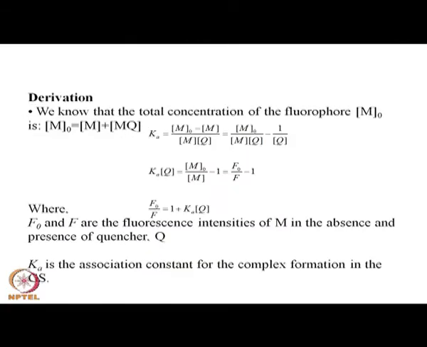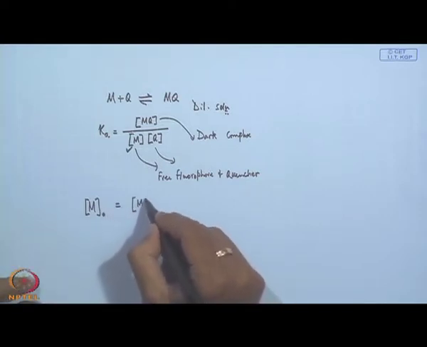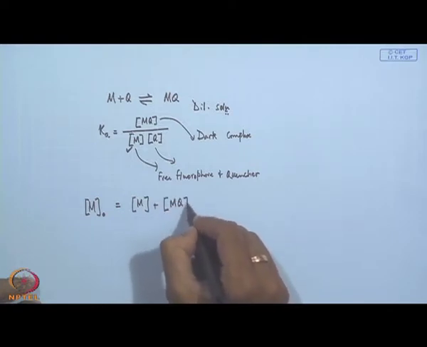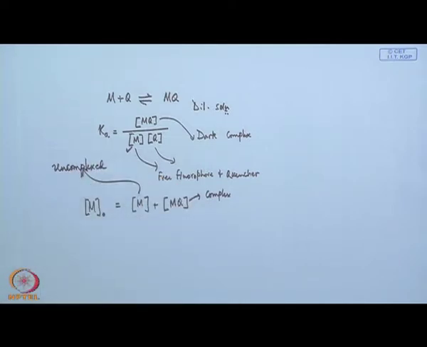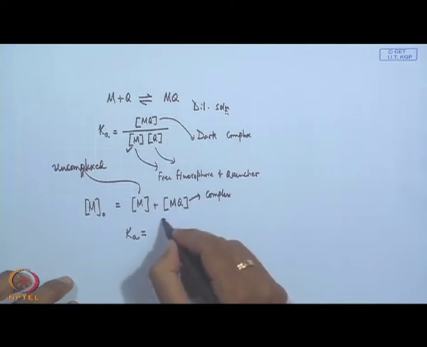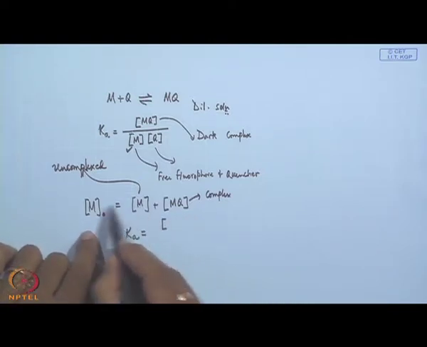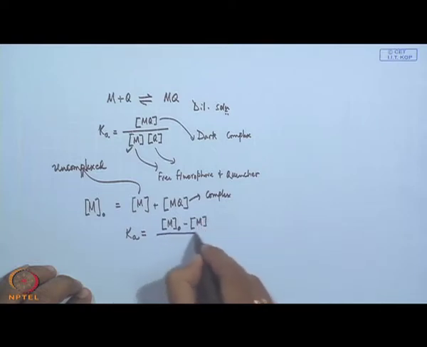So, how to do that? The total concentration of the fluorophore, m0, where 0 means at the starting point, is equal to m plus mq. This is the complex and this is the uncomplexed. So Ka will be equal to, transposing it over here, m naught minus m divided by m and q.